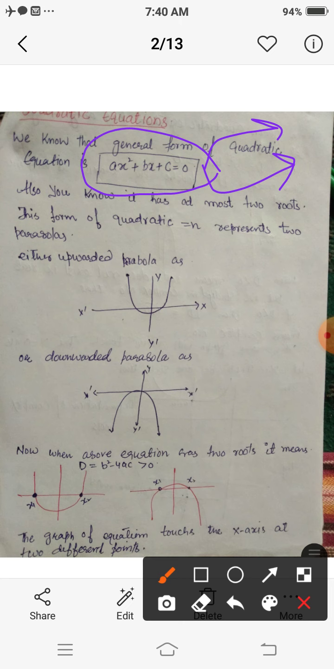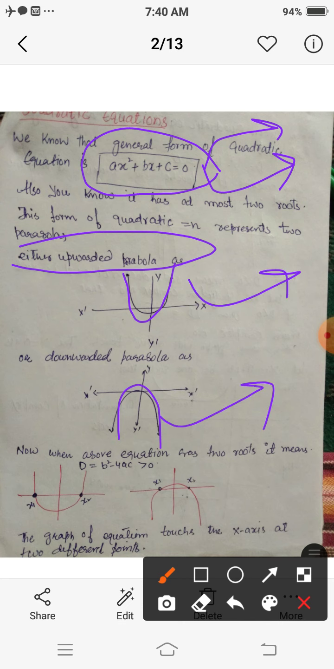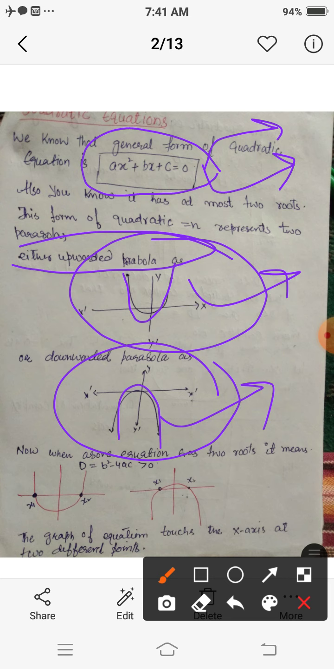Now this quadratic equation, ax square plus bx plus c, has two roots and it represents parabolas. Either an upward parabola, that is this U-shaped parabola, or a downward parabola, that is an inverted U. That is the graph of this equation ax square plus bx plus c equals 0. There are two types of curves represented by this quadratic equation: one the upward parabola and second the downward parabola.